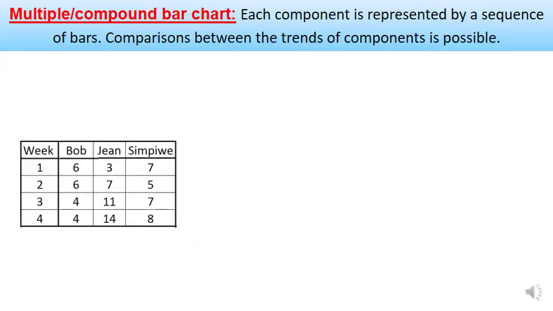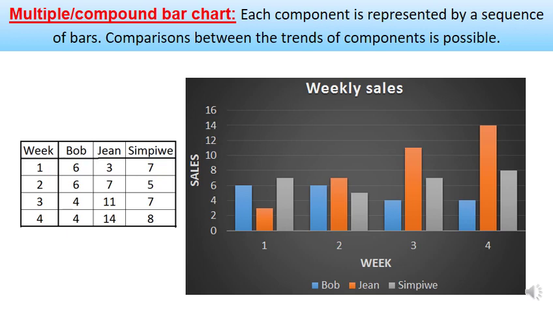So our compound bar chart, here each component is represented as a sequence of bars, and then easily the comparisons can be seen. So here's our same table from the previous page. If we're doing this as a compound bar chart, it'll look something like this. So week 1, it's got 3 different bars. It's got a blue bar for Bob, an orange bar for Jean, and a grey bar for Simpiwe. Week 2 also has the same, and week 3 and week 4.